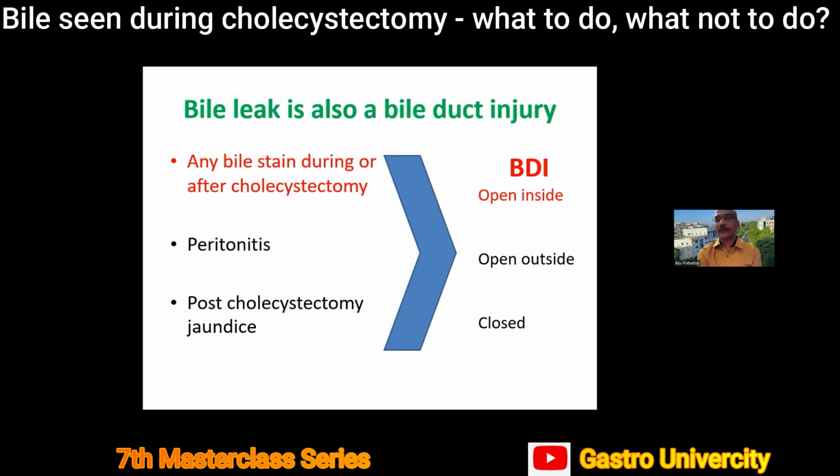That's why there are 20 plus classifications, and any bile detected during cholecystectomy should be considered as a bile duct injury, which can be proved otherwise later. So for the purpose of this discussion, I normally approach the bile duct injury as open inside, open outside, and closed. Closed is stricture or clipped. Open outside is with a drain. Open inside is bile leaking into the peritoneum.